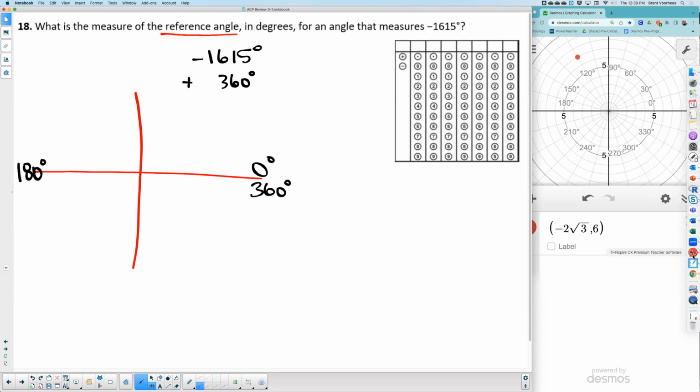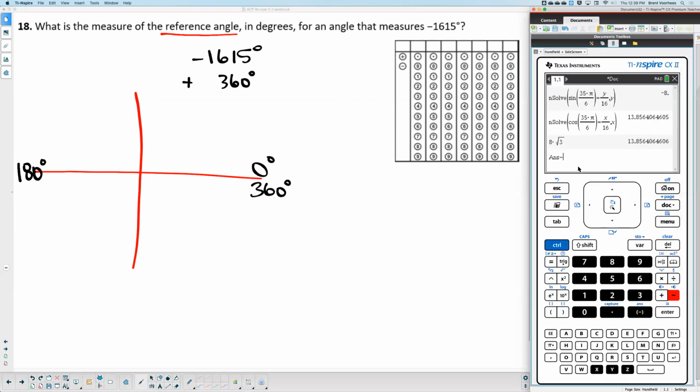So I'm going to go to my calculator here. -1615. Whoops. There we go. Let me take away the answer. Plus 360. What is that? Is that a good number? Still too small. So I add another 360. So this is the second 360. What about that one? Too small. I'm going to add 360 again. That's the third time. Still too small. Fourth time. Too small. Fifth time.